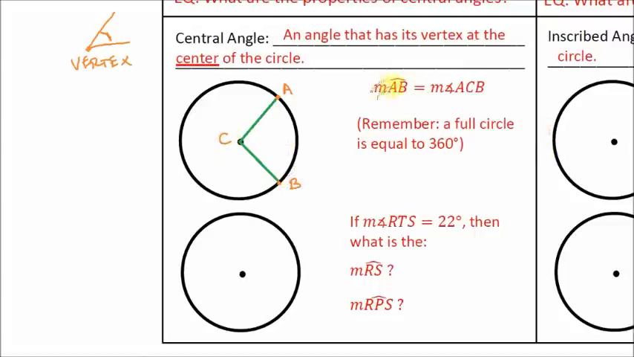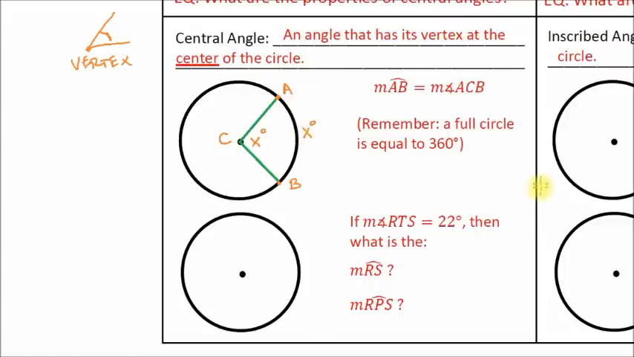What this statement is telling you is a property of a central angle is the measure of this arc, arc AB, is equal to the measure of the angle made by this particular central angle. So here's how we would label that. If the degrees of this angle are x degrees, then the measure of this arc is also x degrees.